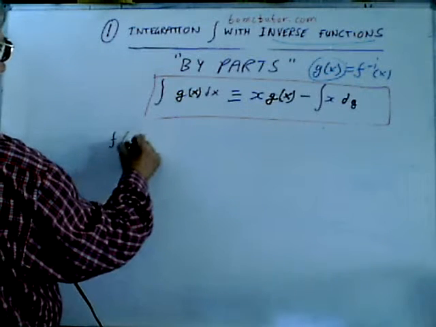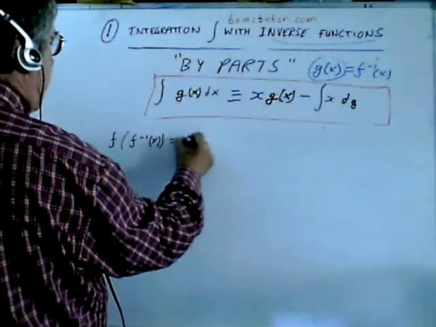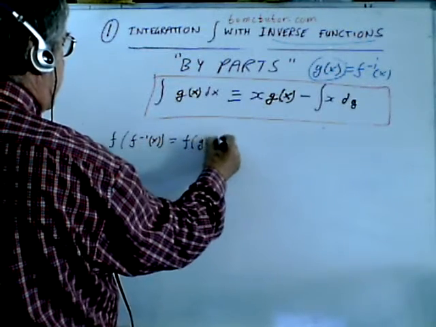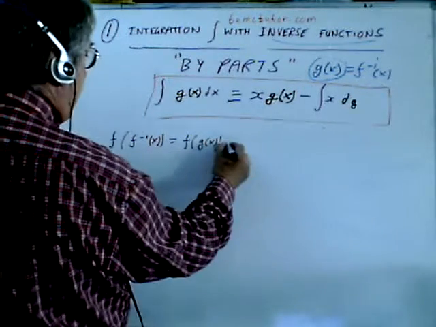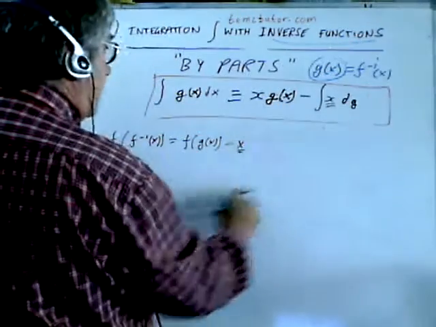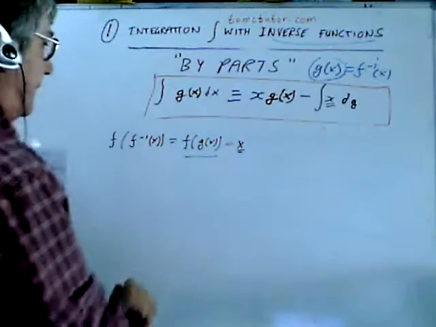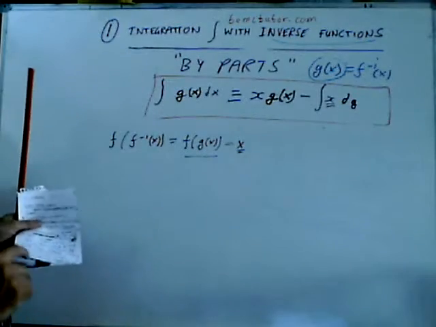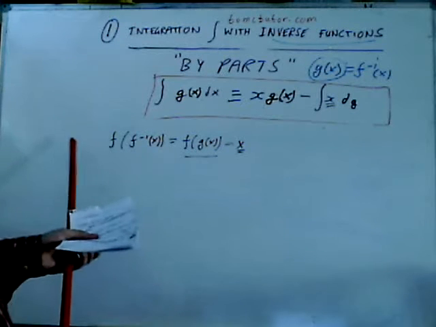X is obviously, because it's the inverse function, f of f minus 1 of x is equal to f of g of x. Of course, that is just returning x, so that is just equal to x. So that's what we have here, is x. So I'm going to replace that with this guy. Alright, that's quite important, so I'll pause and let you think about what I'm doing.